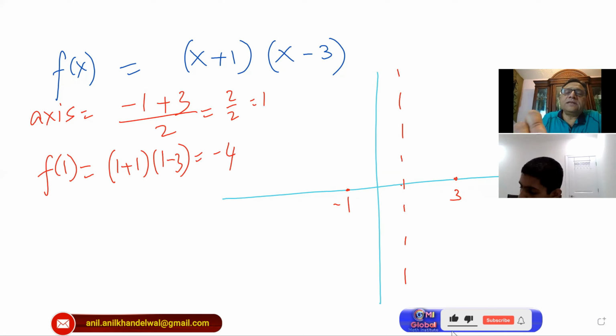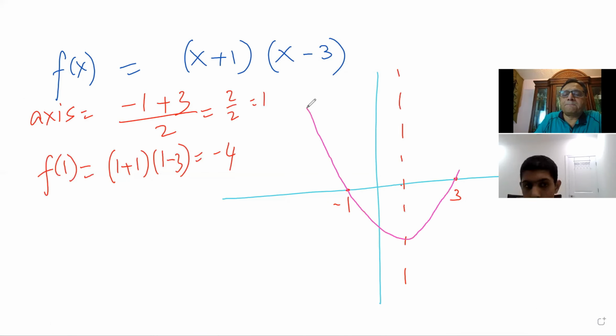So basically, if I want to sketch this graph, it is going to look something like this, a parabola. Where this vertex is now at minus 4, correct? And this axis is at x equals 1.